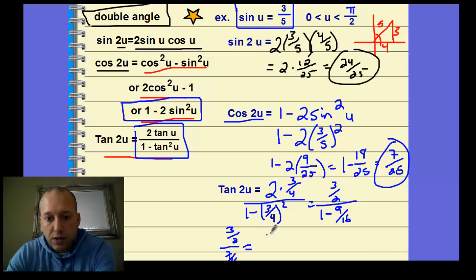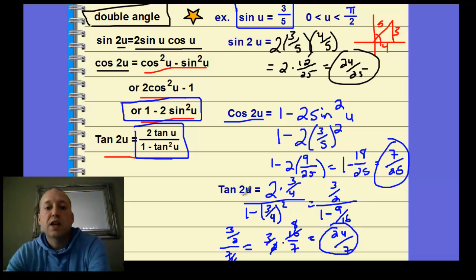And then instead of dividing by the fraction, I'm going to multiply by the reciprocal, which then allows me to reduce, since the 2 goes into 16 8 times. So then I'm going to get 24/7. That would be the final ratio for the tangent of double the angle u. So those would be the three ratios.